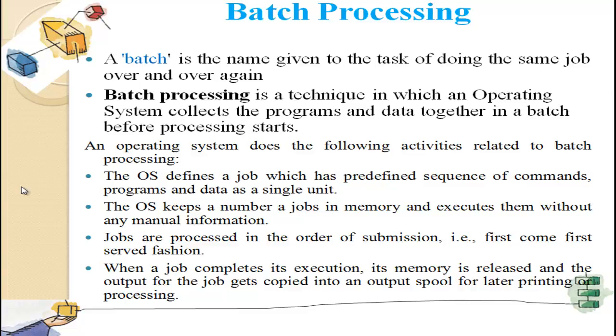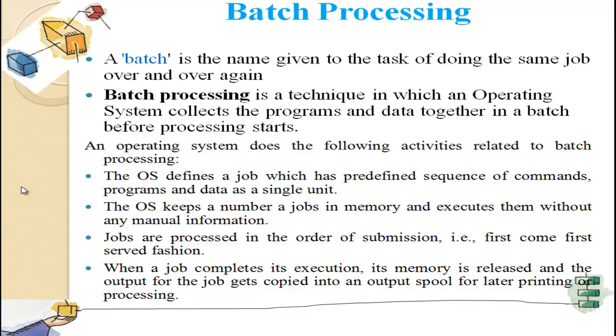The second important activity is that the operating system keeps a number of jobs in memory and executes them without any manual intervention. As I told you, a number of jobs are kept in memory so that there will be no waiting time, the CPU will not remain idle, and there will be no interaction by the user, or I can say no human intervention when the programs are being processed.